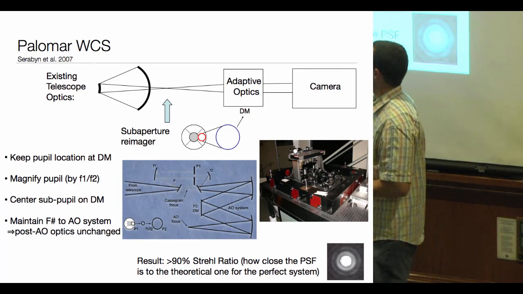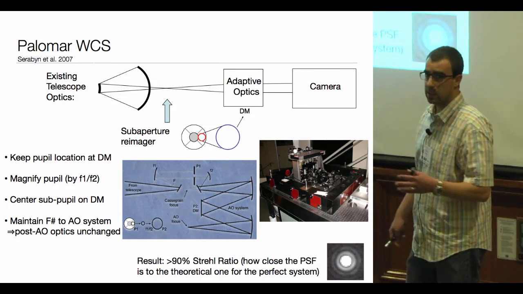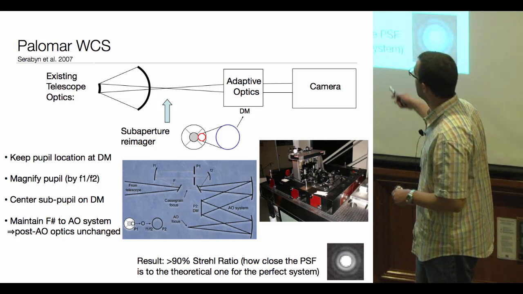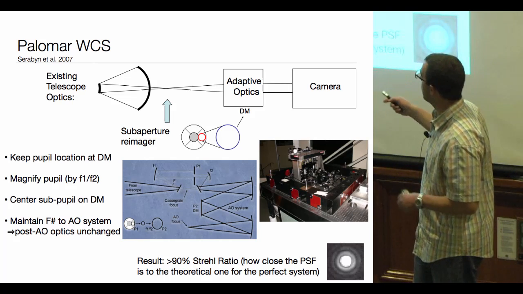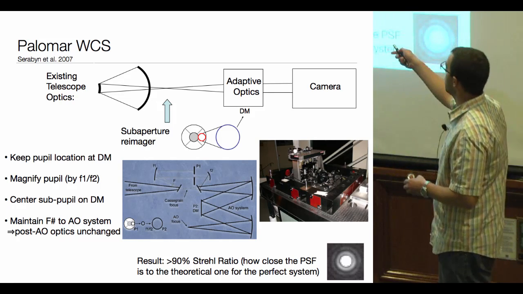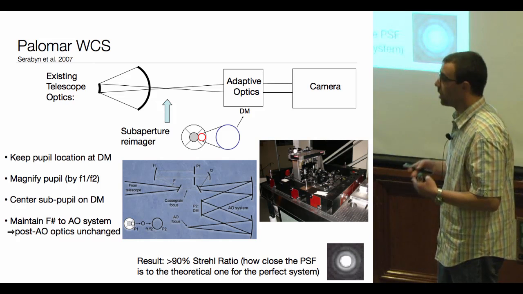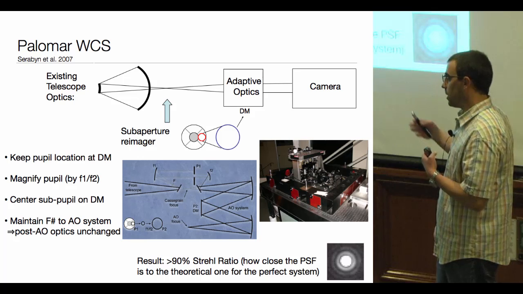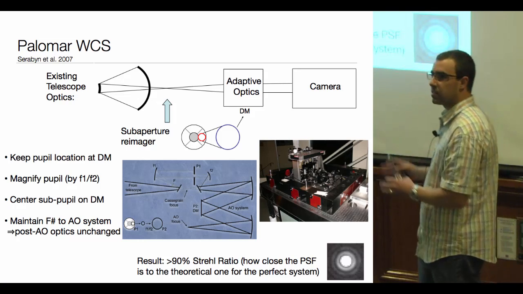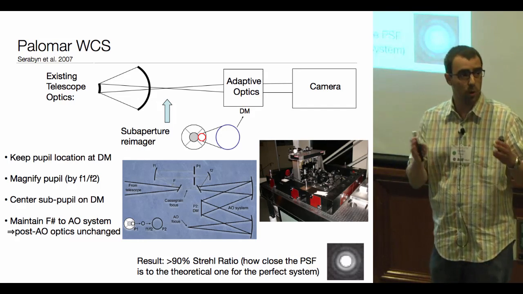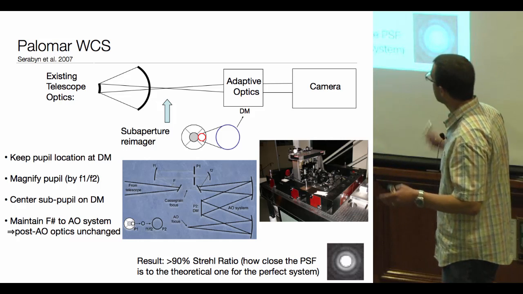There have been some interesting experiments at Palomar using the adaptive optics system of Palomar. So a few years ago, Jean Serabyn had this neat idea of reimaging a 1.5 meter portion of the primary mirror and relaying that to the adaptive optics system without telling the adaptive optics system that it was only correcting 1.5 meters instead of 5.